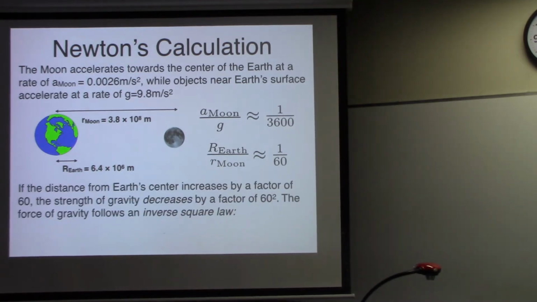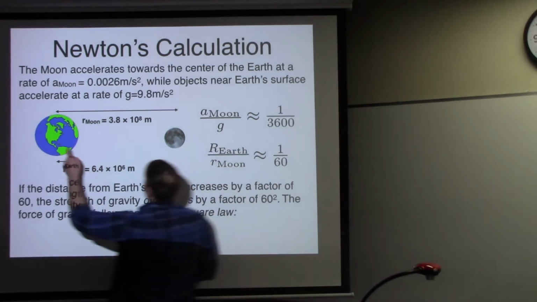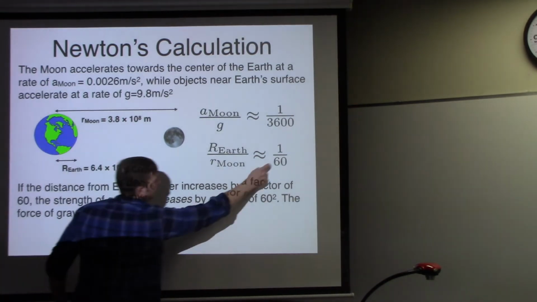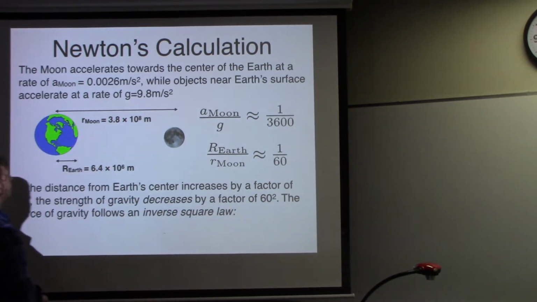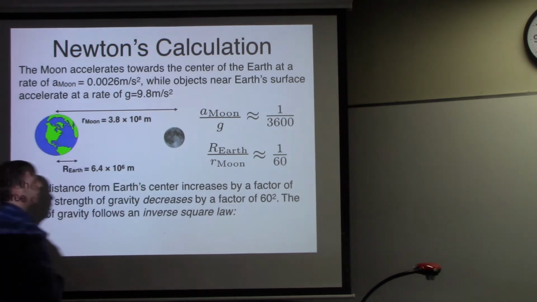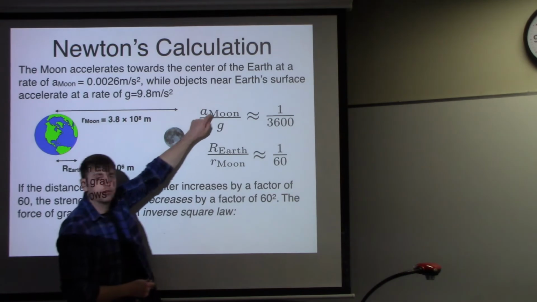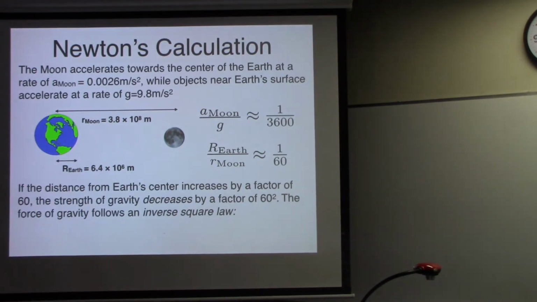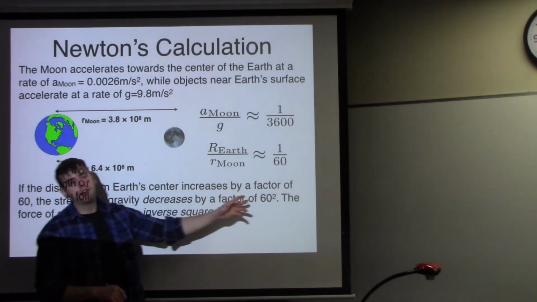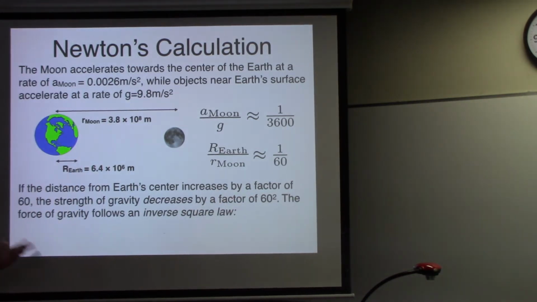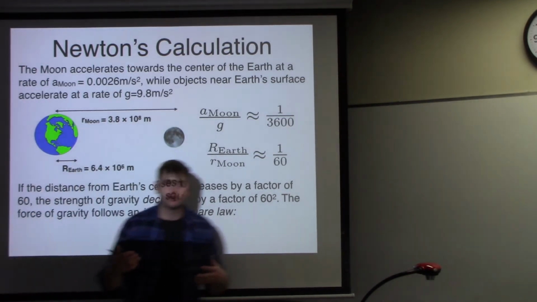Basically what Newton realized is, if the distance from Earth's center increases by a factor of 60, so the distance increases by a factor of 60 as we go from here to here, the effect of gravity decreases. Not by a factor of 60, but by a factor of 60 squared. So what Newton realized is the force of gravity follows what we call an inverse square law.